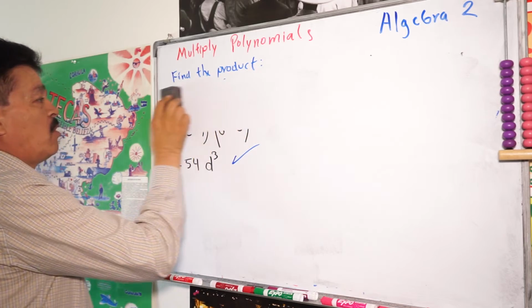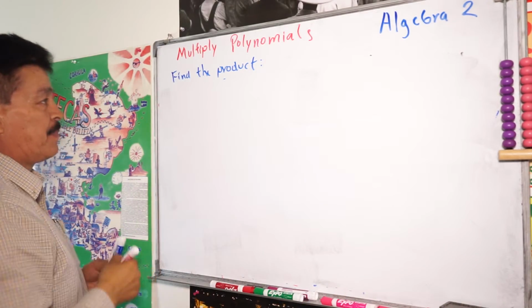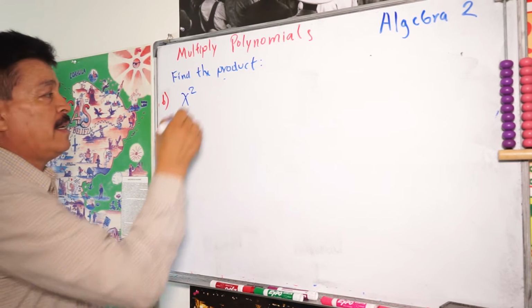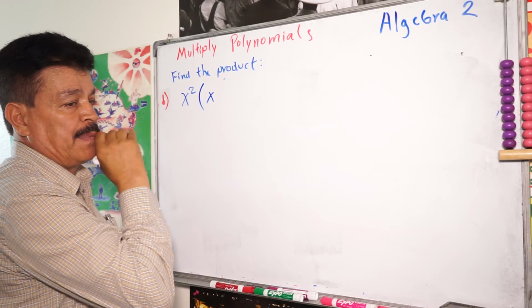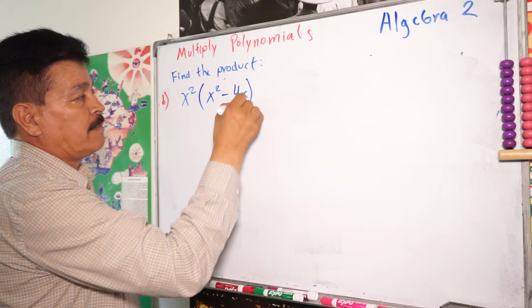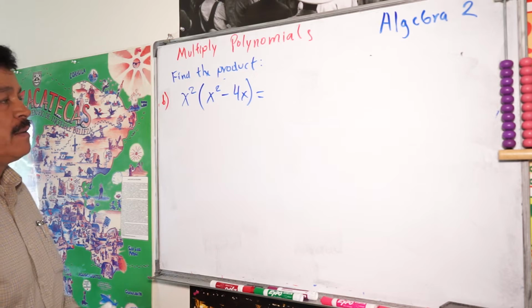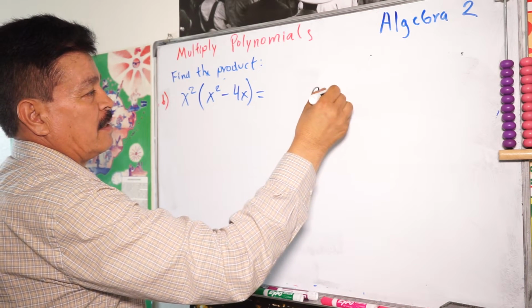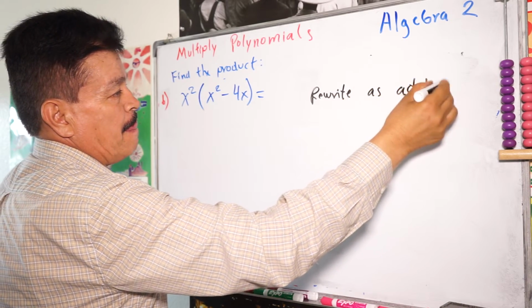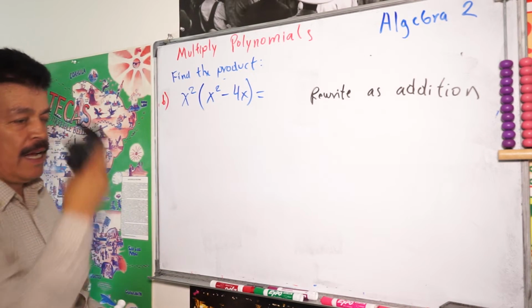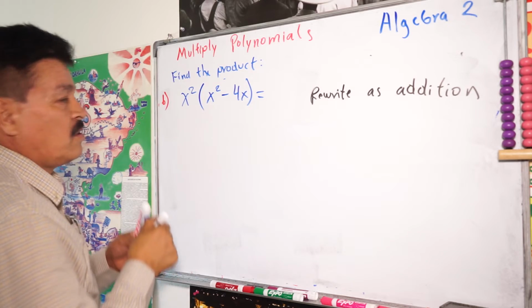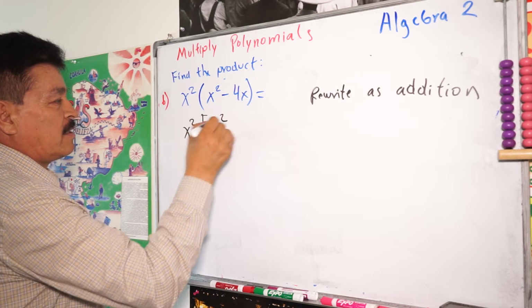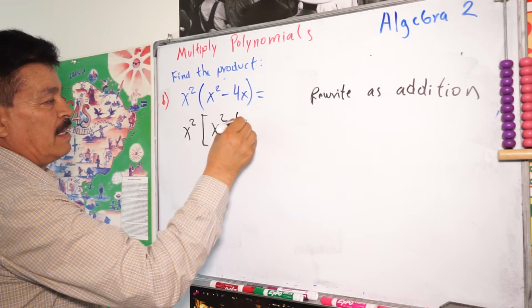Let me show you one more example. B. Let's write x to the second power times x to the second power minus 4x. Here we have to rewrite as addition this polynomial. So the next step, rewrite as addition. You're gonna have almost the same, just change a little bit. Right, the brackets here, x to the second power plus minus 4x. See?